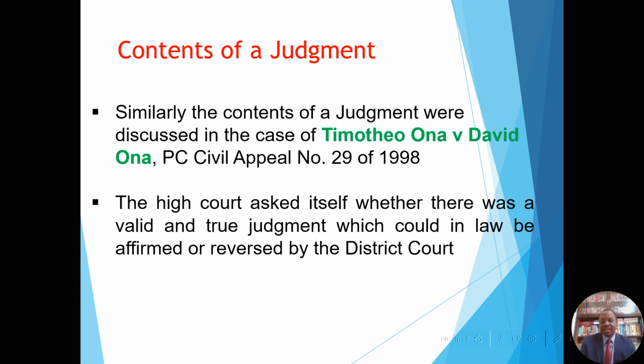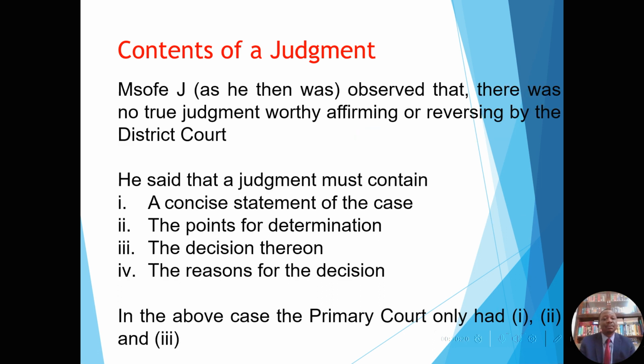And then the district court decided, and the person who was aggrieved went all the way to the High Court. Before the High Court, the presiding judge, Sophie J.S., upon reading the decision of the primary court, was surprised whether there was a proper judgment before the first appellate court, which was the district court, upon which to affirm or reverse that decision. And he said that there was no true judgment worth affirming or reversing by the district court. That was the observation by Sophie.